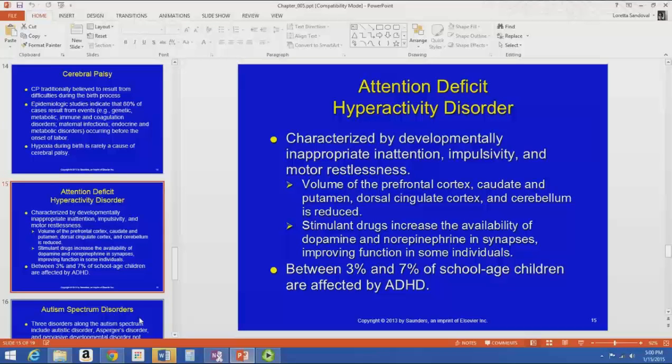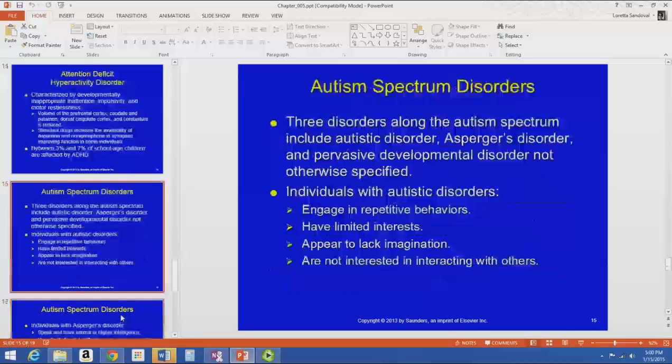So, if you're a teacher, you could easily have 1 or 2 kids in your class that have ADHD. So, kind of interesting. The autism spectrum disorder, they talk about 3 different ones: the autistic disorder, Asperger's disorder, and pervasive developmental disorder, which is sort of a diagnosis by exclusion. It's not autistic, it's not Asperger's, it's something else.